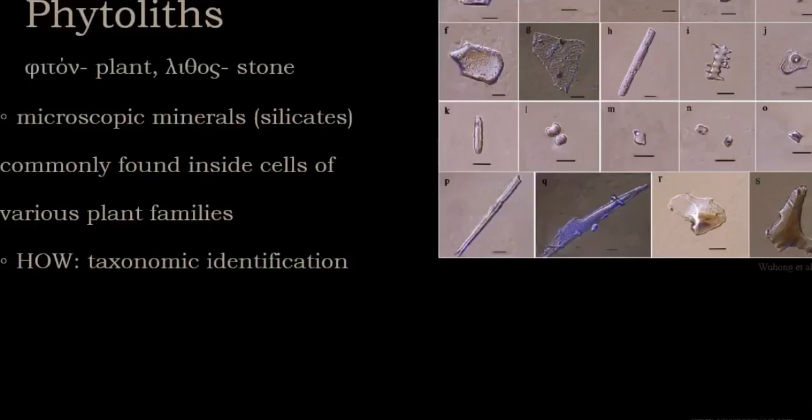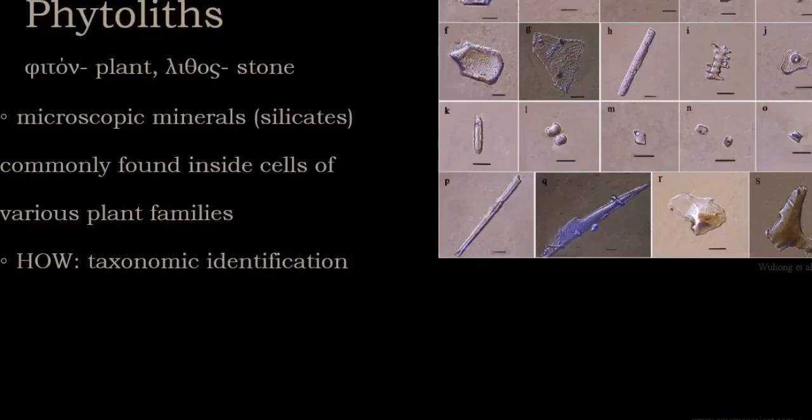Phytoliths are microscopic minerals made up of silicates, commonly found inside cells of various plant families. Conifers and angiosperms both produce them, and they are most abundant in the family of grasses, to which the cereals belong. Maybe you have had the experience of cutting yourself on a grass leaf, and this happened because of the high abundance of these tiny glass-like stones inside the cells.